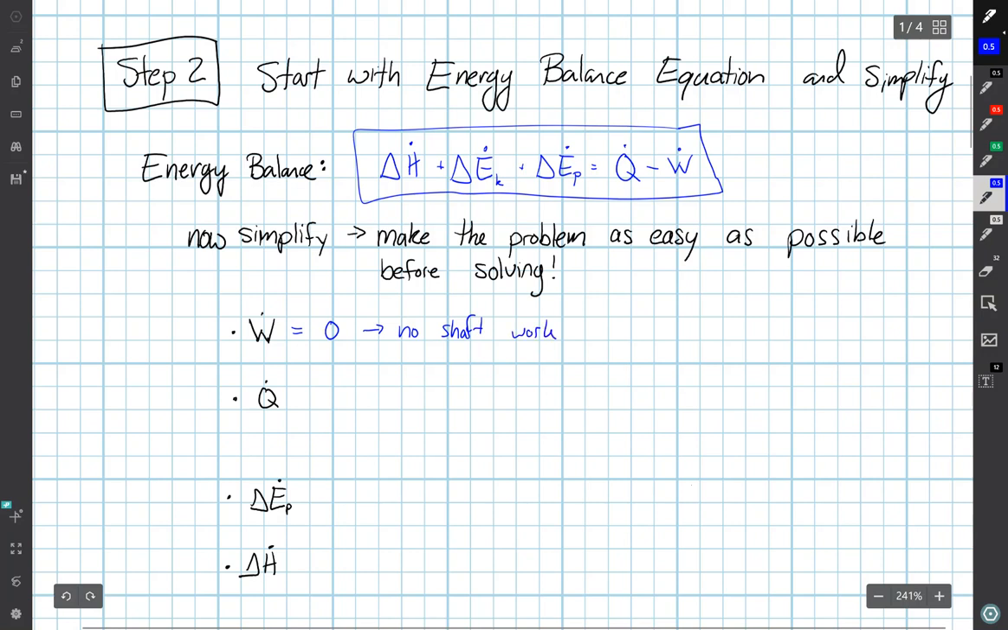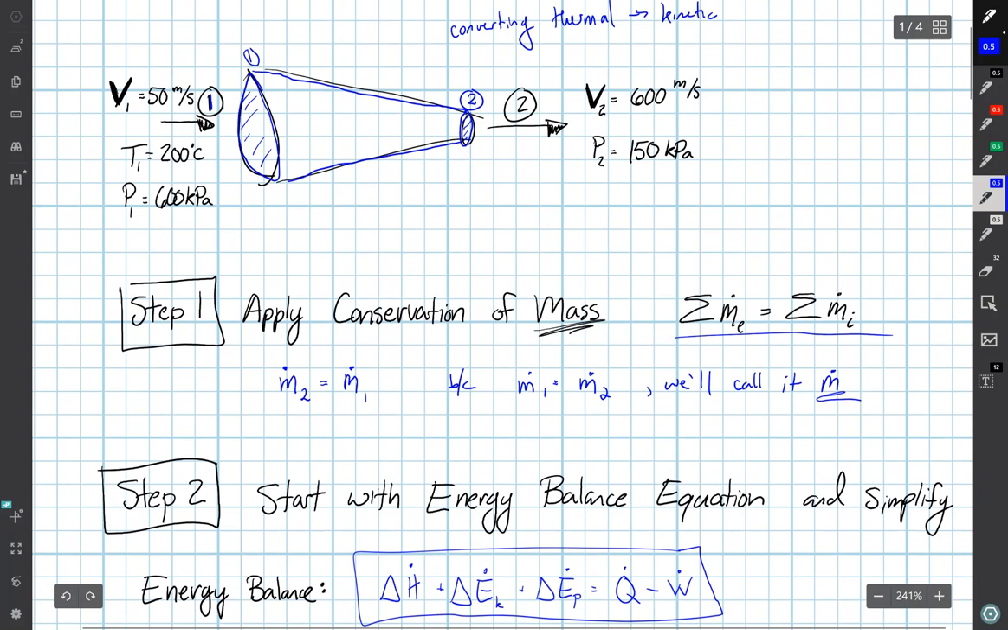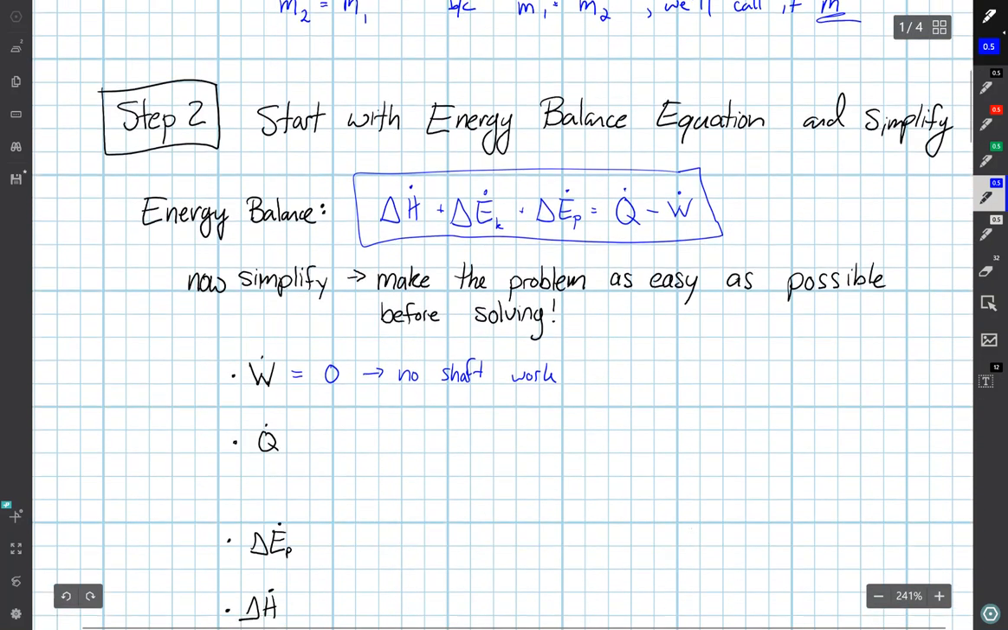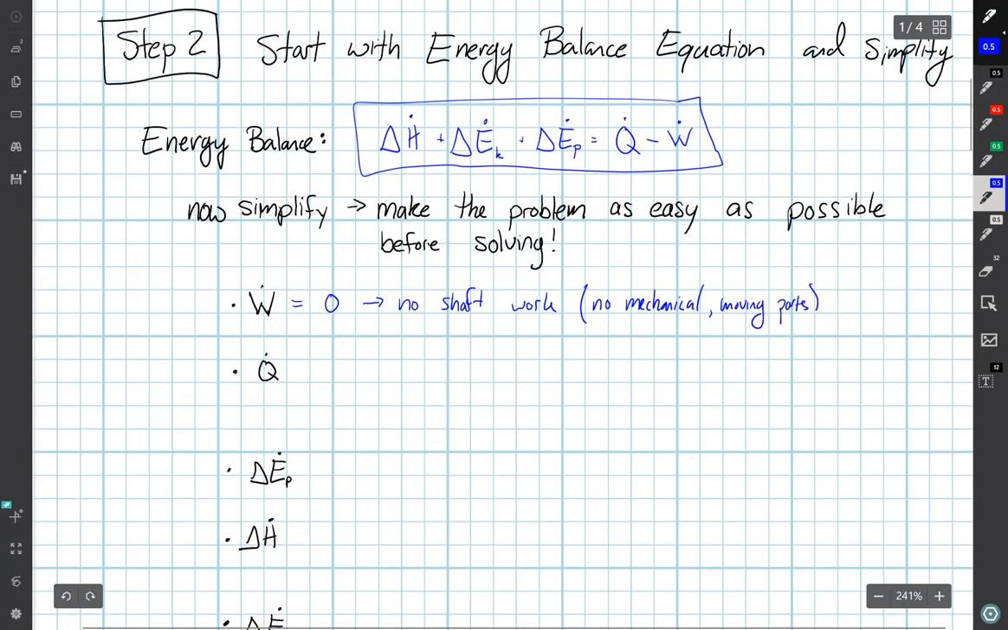This is a piece of equipment, it's a nozzle. There are no moving parts that are adding work from somewhere external. There's no mechanical moving anything, it's just the nozzle. So there's no shaft work, no mechanical moving parts. That's why our work is 0.